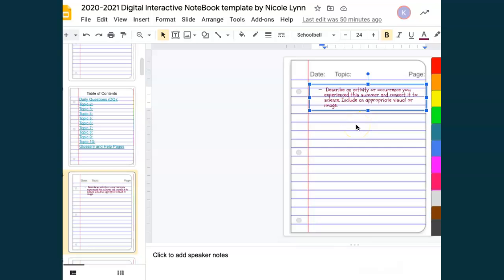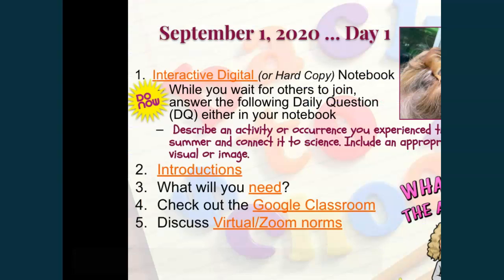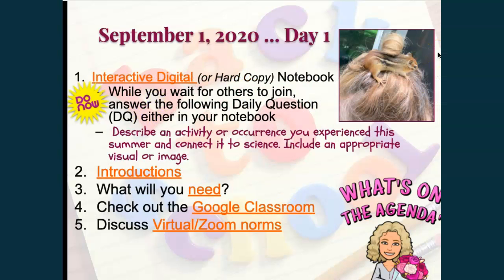The daily question will be posted at the very beginning of a Zoom. So when students are getting let into the classroom, other students who are already in can answer their daily question while they wait. So back to our agenda. Our daily question was to describe an activity or occurrence that you experienced this summer and connect it to science. Include appropriate visual image. So I put in this image of the squirrel that got trapped in my ponytail.